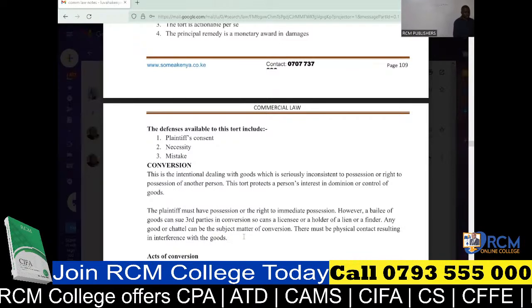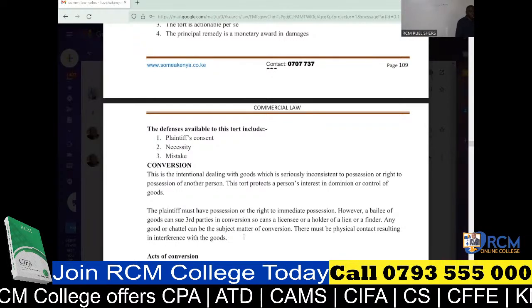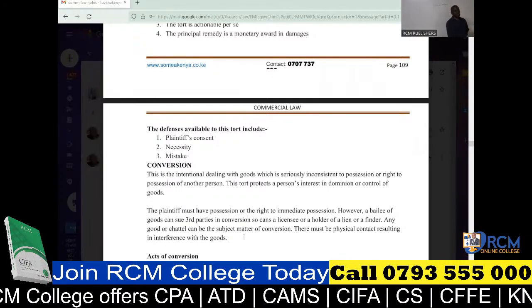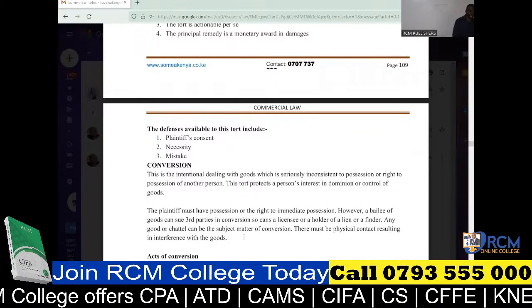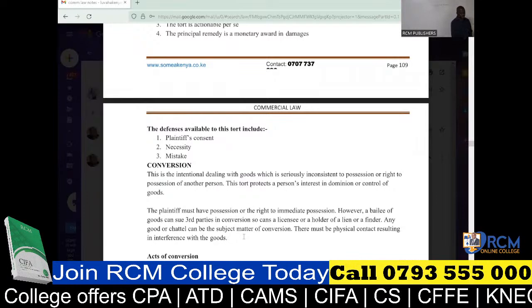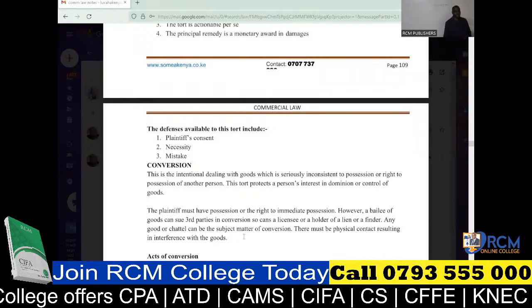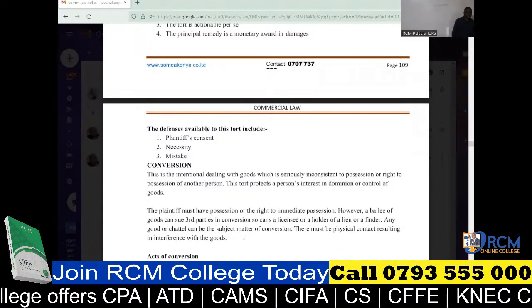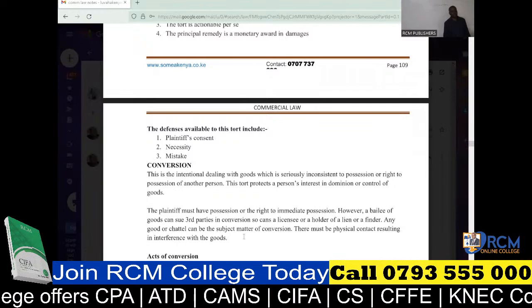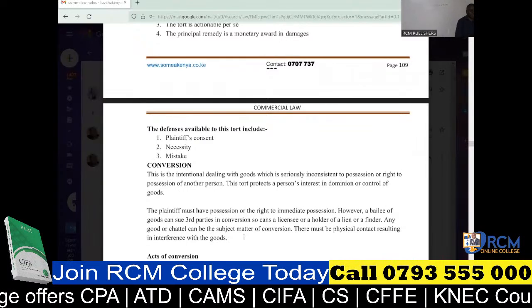What they mean by a bailee of goods: a bailee is simply a person you give goods to hold on your behalf for a particular period of time. An example can be a cobbler. If you give a shoe to a cobbler to repair, he might stay with the shoe for, say, 2 days. So he becomes the bailee of your goods, the shoes. That is what we mean by a bailee.